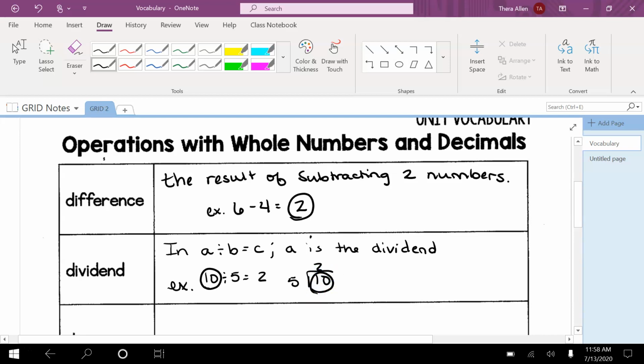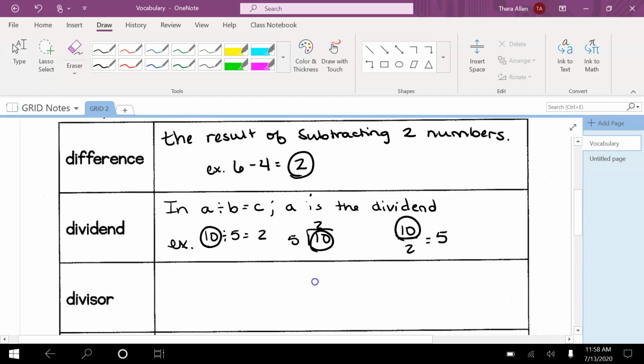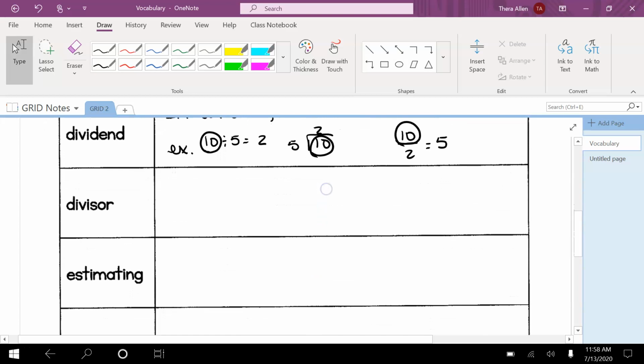Or if we said 10 divided by 2 equals 5 this way, 10 is the dividend. Remember to pause and you can write down what you need. So a divisor: in the problem A divided by B equals C, B is the divisor.